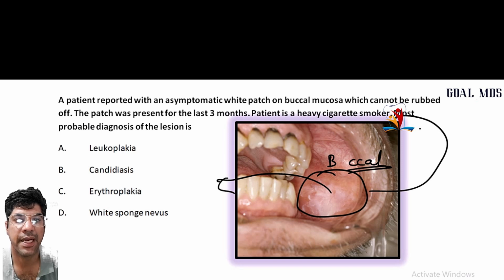So other conditions like candidiasis or white sponge nevus may also be present with a white patch, but the history of heavy cigarette smoking and chronicity of the lesion make leukoplakia the most likely diagnosis. The erythroplakia is characterized by a red patch, and it is associated with a higher risk of malignancy.